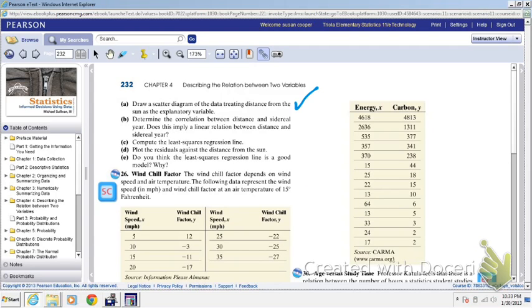So they want us to draw a scatter diagram of the data, treating distance from the sun as the explanatory variable. So long story short, scatter plot. Part B, we want to get a correlation coefficient, the correlation between distance and sidereal year. And then it says, does it imply a linear relation between distance and sidereal year exists? Then it says compute the least squares regression line, so all of those things we did last class. But then it says plot the residuals against the distance from the sun. That's a residual plot. We haven't done that yet. And then it says, do you think the least squares regression line is a good model? Why or why not?